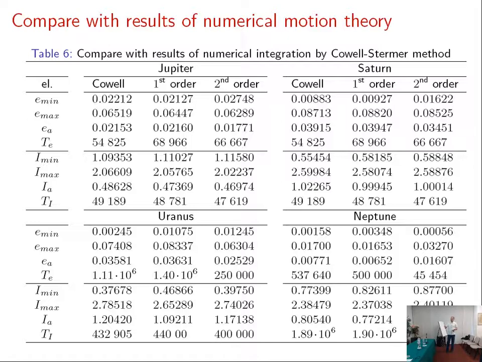This is the results of the Cole-Sturmer method and the results of our theory, first order and second order. Well, there are differences. It is more than 10%.